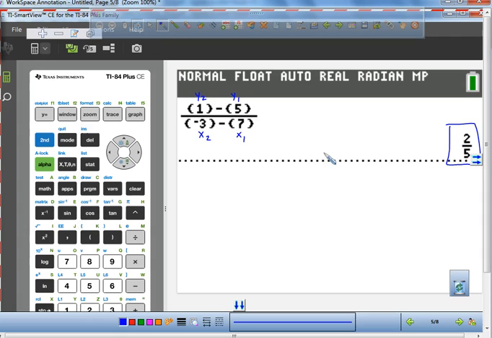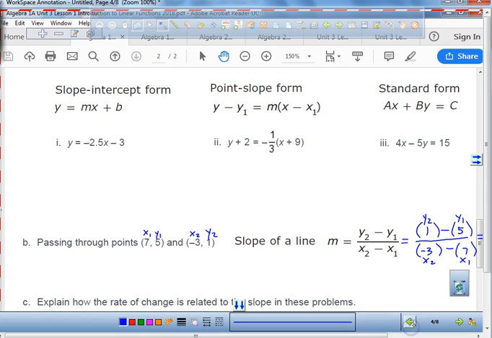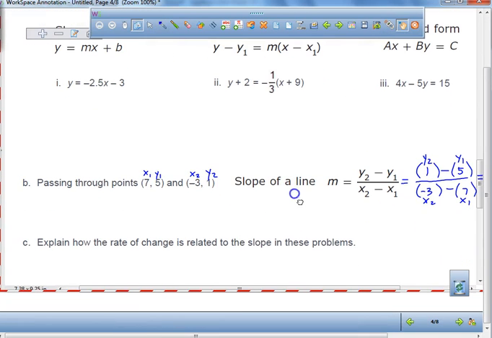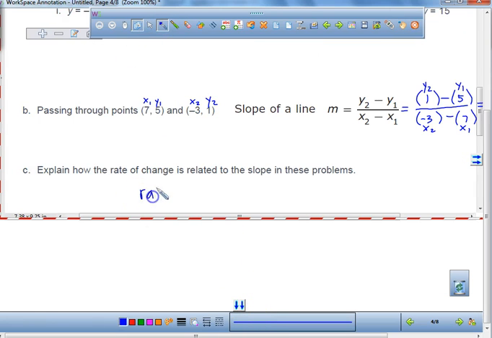organize the information. Okay? So right now, if we go back to our problem, it says, explain how the rate of change is related to the slope. Here's what I want you guys to understand. I'm going to write this down, see if it makes sense.